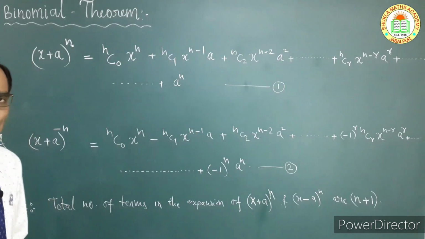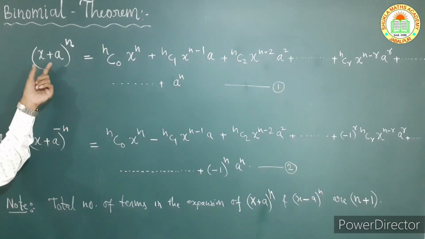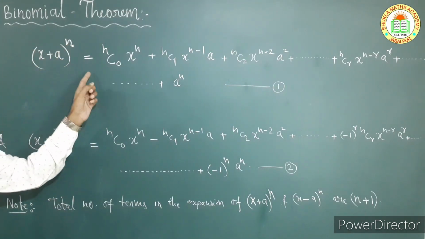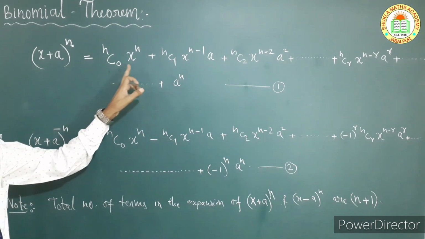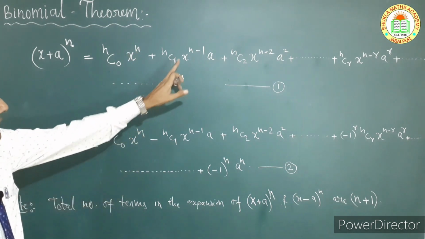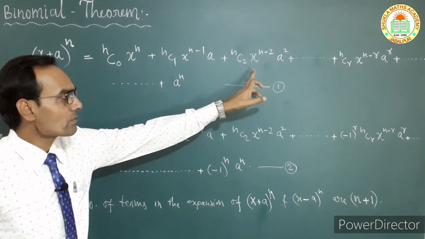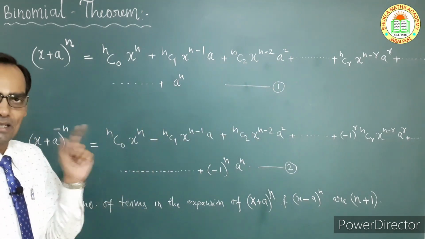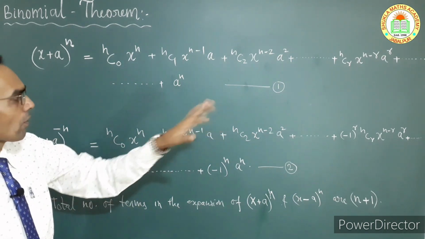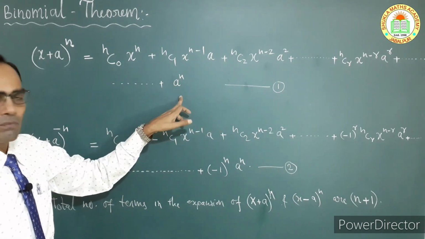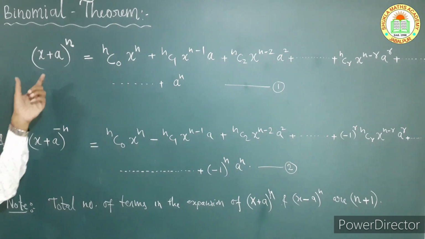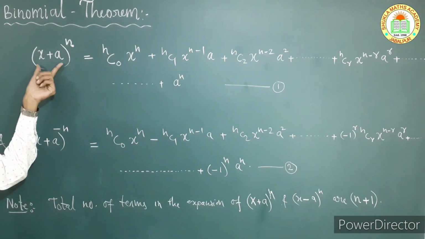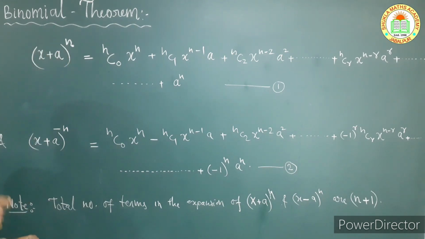So now we start. We have the expansion of (x + a)^n = nC0 x^n + nC1 x^(n-1) a and so on. Its rth term is nCr x^(n-r) a^r, and so on up to the (n+1)th term, because the expansion of (x + a)^n contains a total of n + 1 terms.